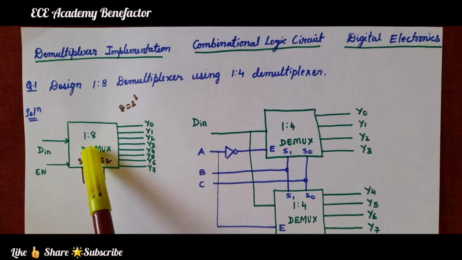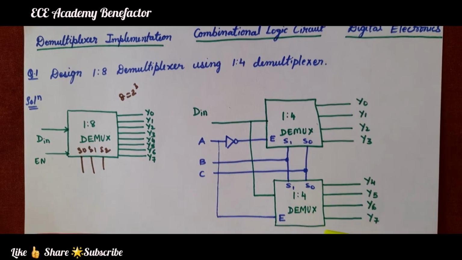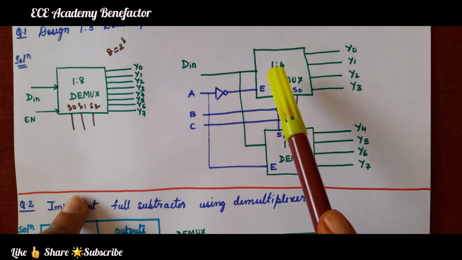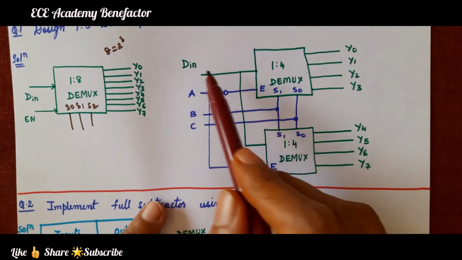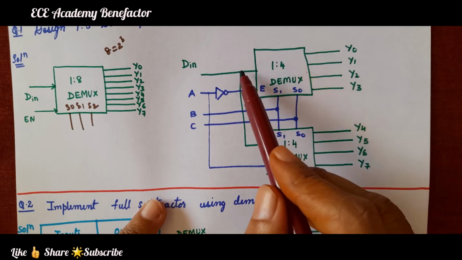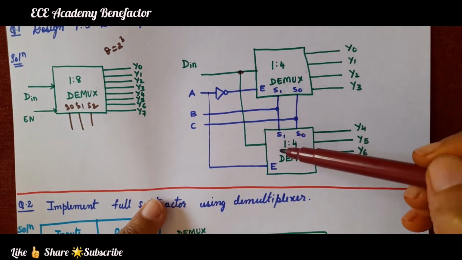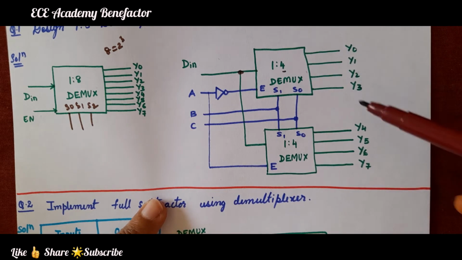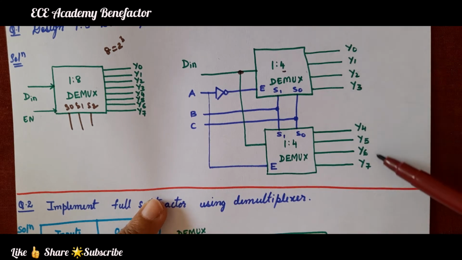We are supposed to design this 1:8 using 1:4 demux. So, we need two 1:4 demux, and we have taken two. 1 means 1 data line. So, the data input is D in. It is coming first to the first demux and is also going to the second demux. Now, each has 4 output lines, Y0, Y1, Y2, Y3. The second demux outputs are Y4, Y5, Y6, Y7. So, what happened? Total 8 output lines are there and 1 input line is there.